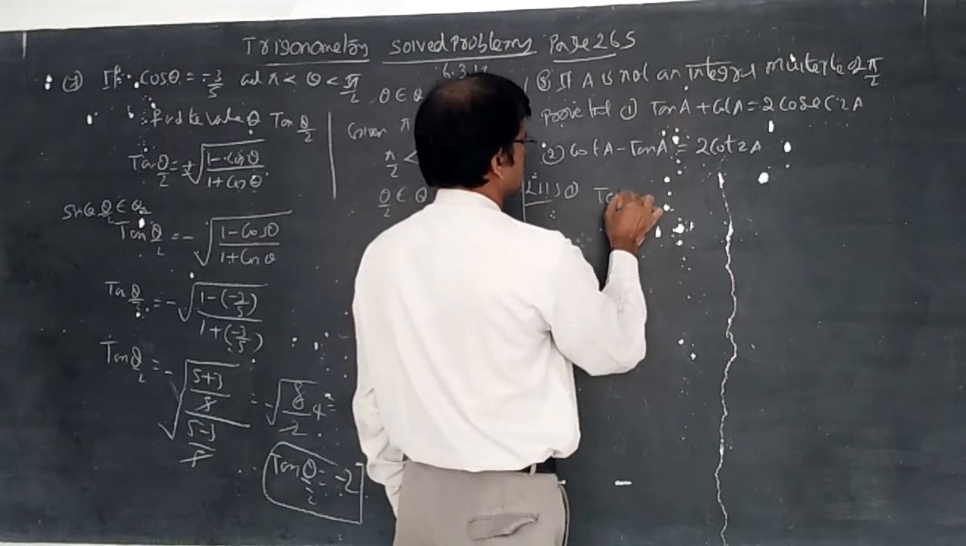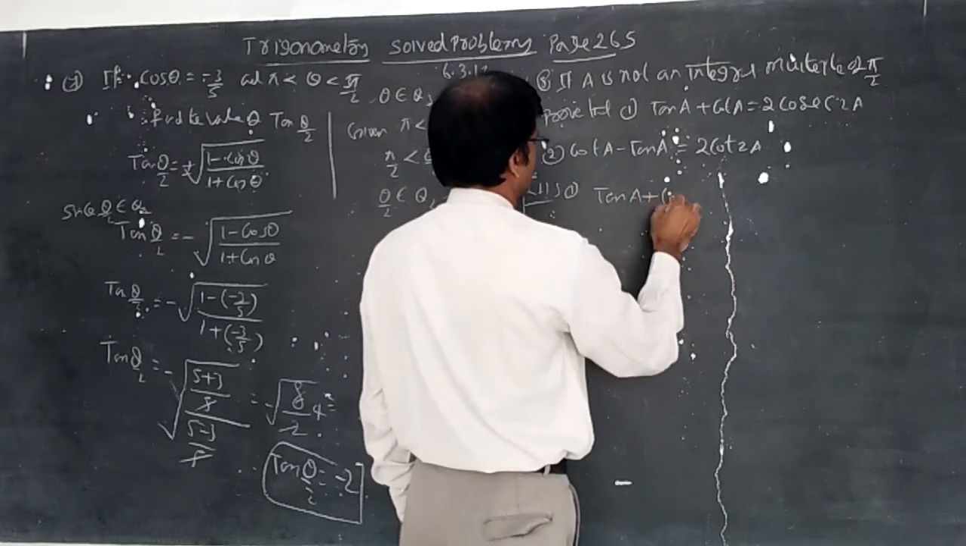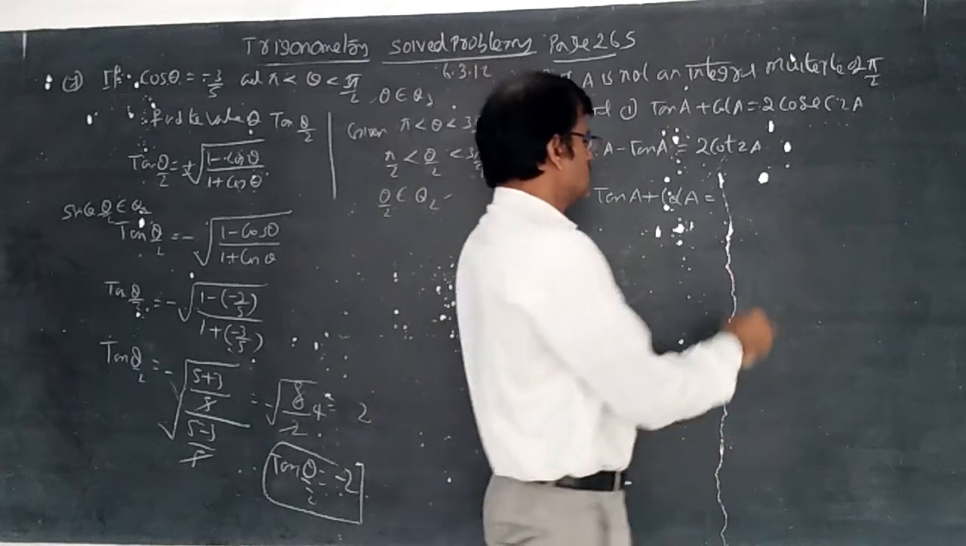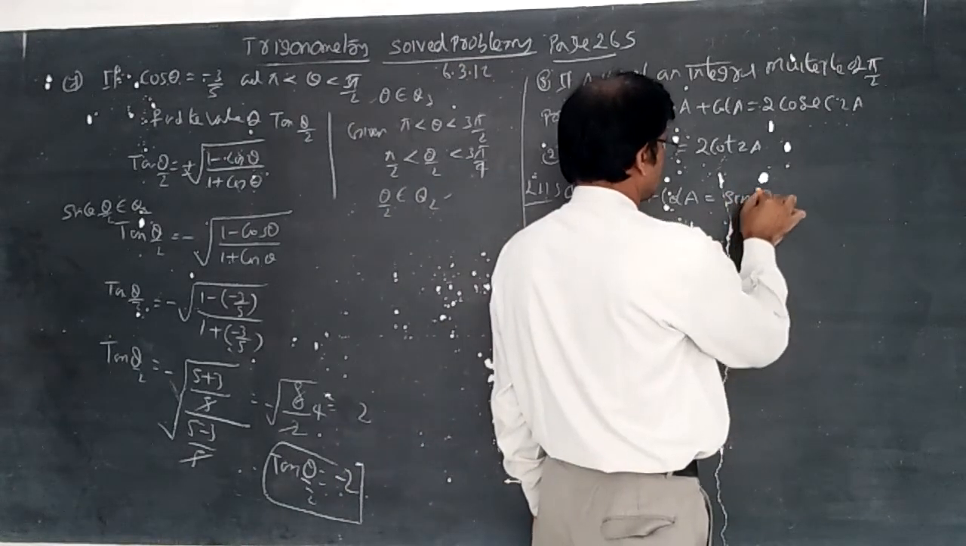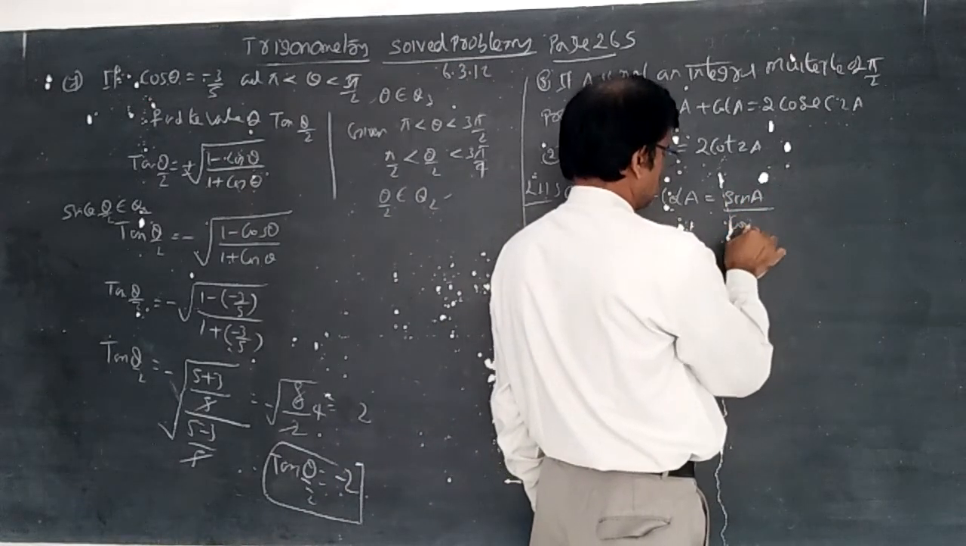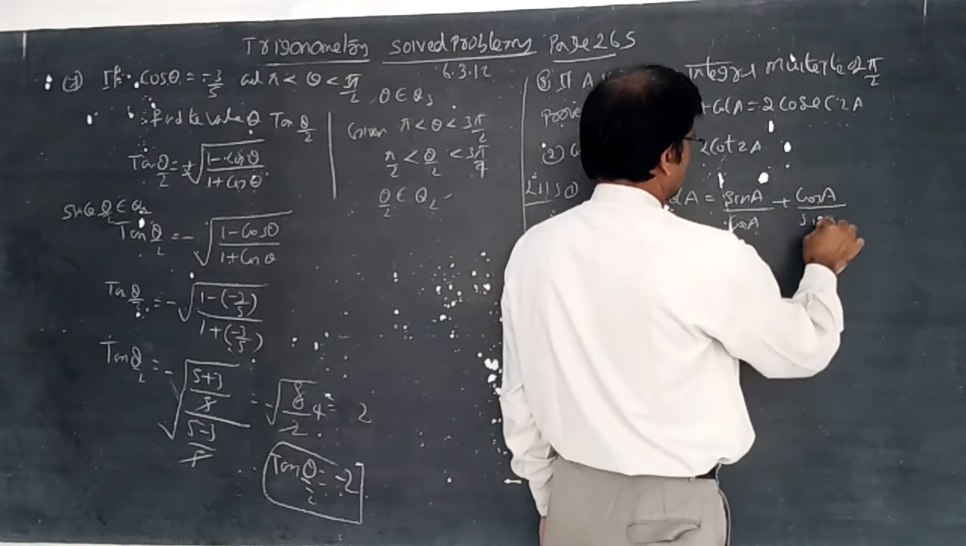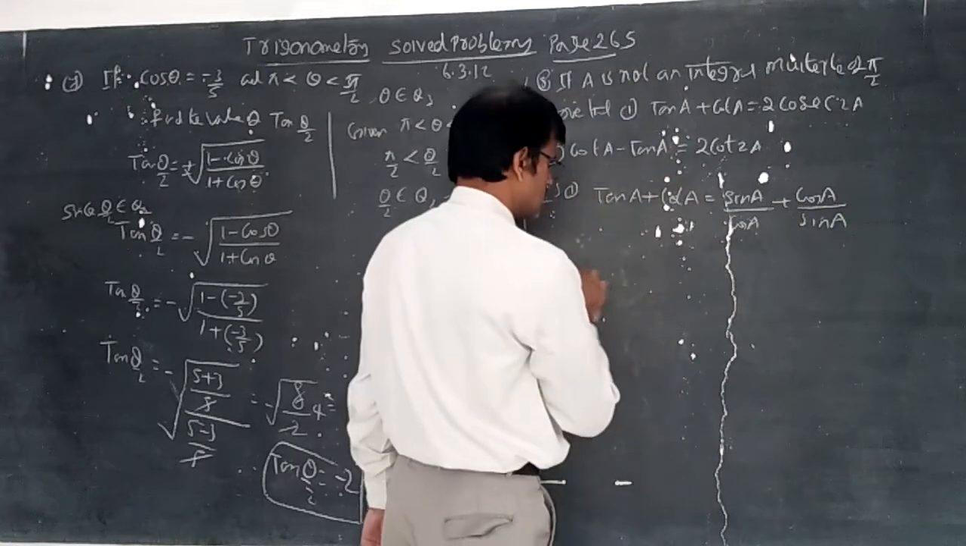Take LHS of first one: tan A plus cot A. Tan A can be written as sin A by cos A, plus cot A can be written as cos A by sin A. Take LCM.